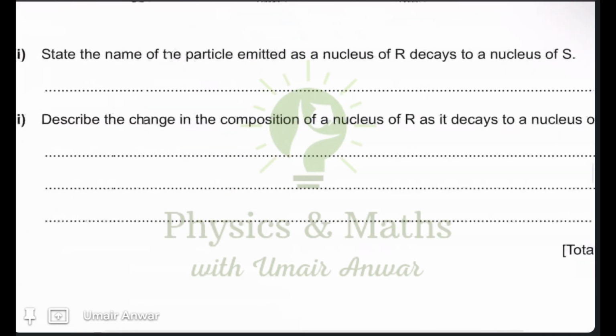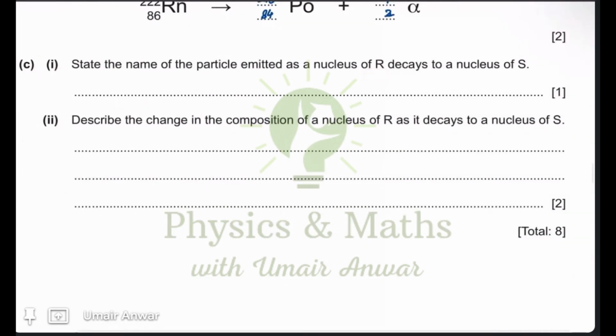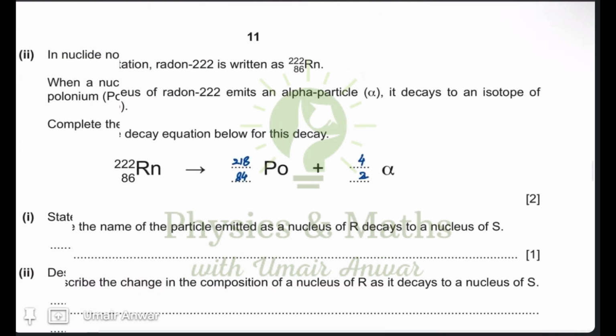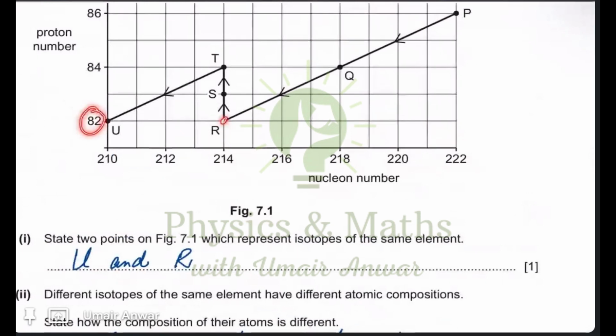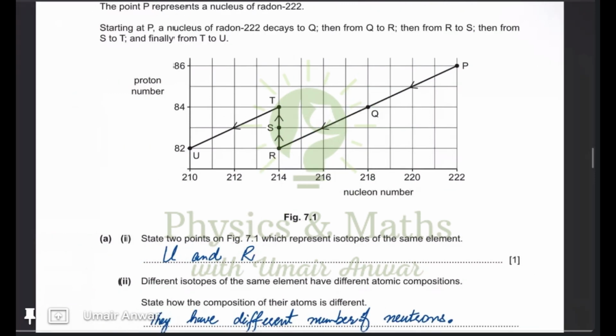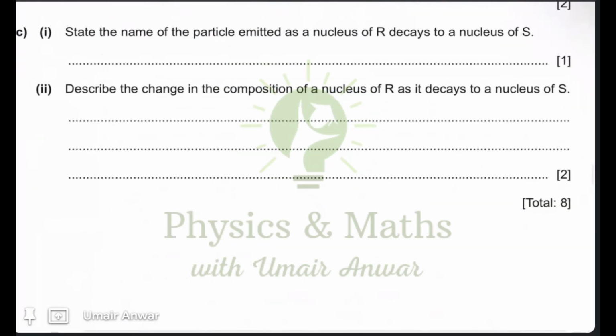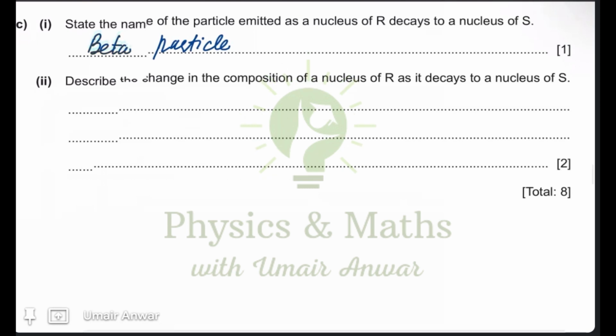State the name of the particle emitted when a nucleus of R decays to a nucleus of S. Now, R has a proton number of 82 and nucleon number of 214. S has the same nucleon number, but the proton number has increased by 1. So when a beta particle is emitted, this sort of change in the nucleus occurs. So the answer is beta particle. When beta particle is emitted, proton number increases by 1, but the nucleon number remains the same.